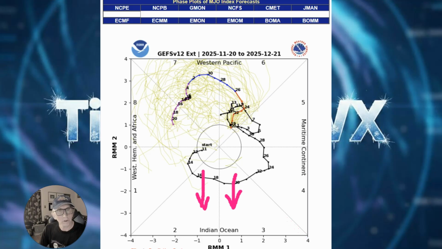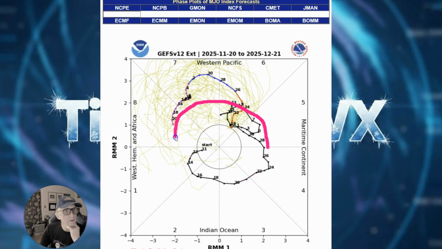So what is the MJO? It's rising air that starts in the Indian Ocean, right? And generally speaking, propagates eastward, right, through the maritime continent into the Western Pacific, and eventually into the Western Hemisphere, and then starts over, okay? And these numbers are the dates.